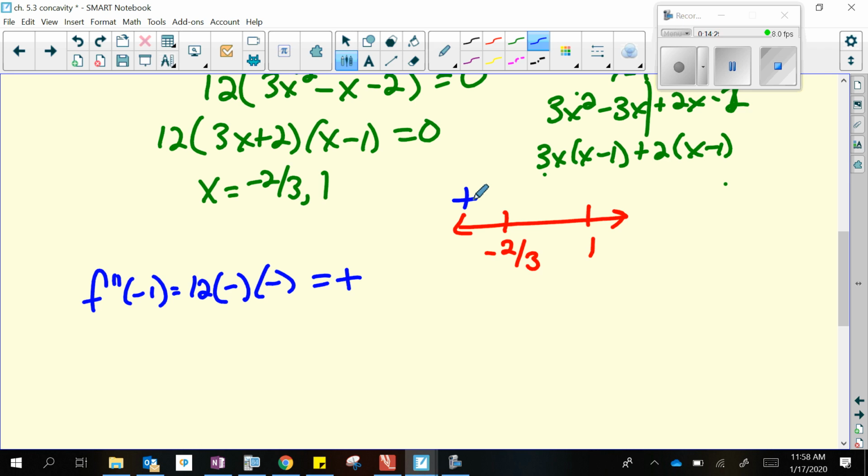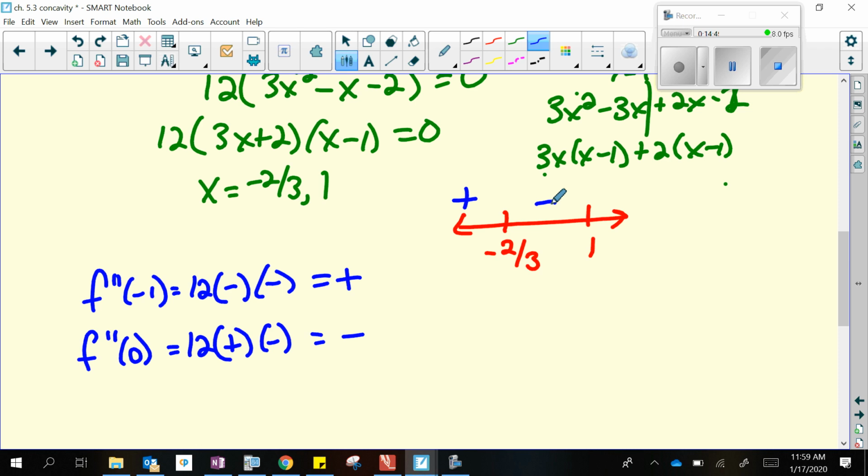Between negative 2/3 and 1, I can choose 0. So I've got a 12. 0 plus 2 is going to be positive. 0 minus 1 is negative. So I get a negative. So concavity is negative for that interval.